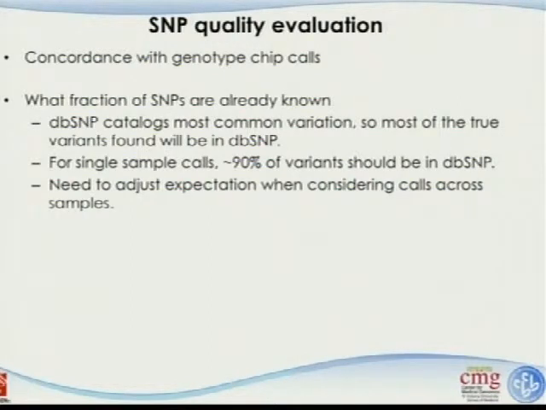And another type of evaluation is what fraction of SNPs are already known. Okay, if you identify 40,000 variants in exon sequencing, how many of them are already known, already documented in dbSNP? dbSNP collects most common variants, so most of the true variants found will be in dbSNP. For single sample counts, usually 90% of the variants should be in dbSNP.